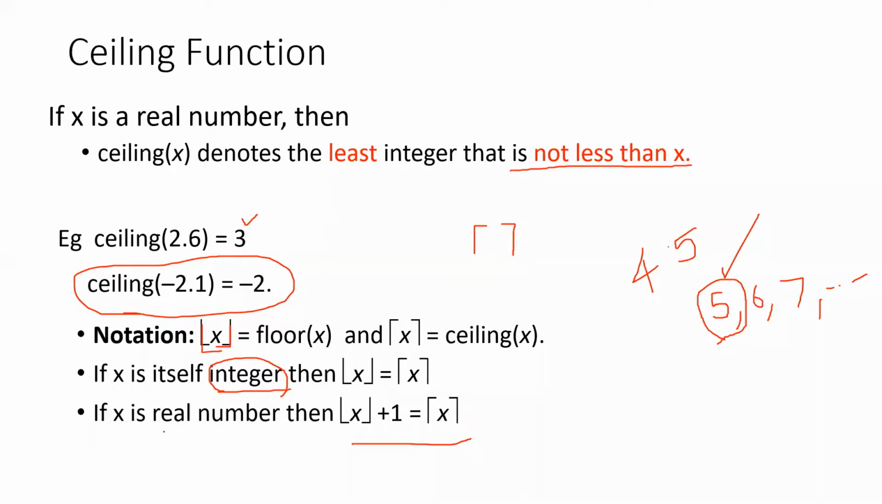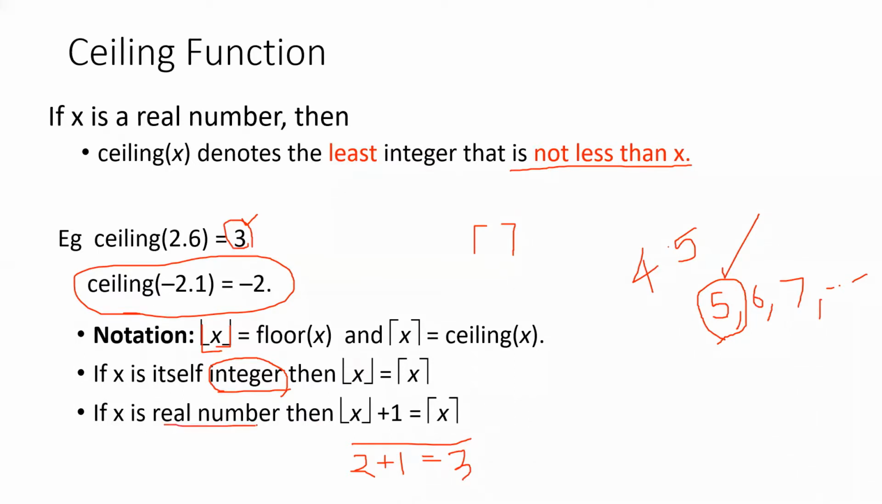Suppose we are finding, as I have given in this example, the floor of 2.6, it will be 2, right? So if I write 2 plus 1, what is ceiling of 2.6? Ceiling of 2.6 is 3. So that will give you 3. Got it? So floor and ceiling are related like this.